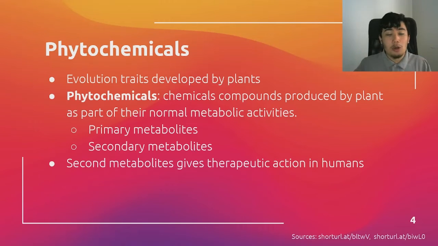Phytochemicals can be found in two types of metabolites. The primary metabolites, which are mainly fat and sugar, and the secondary metabolites, which are compounds found in a smaller range of plants serving a more specific function. For instance, toxins in plants which are used to deter predators, or pheromones which are used to attract insects for pollination. And it is these secondary metabolites which give a therapeutic effect in humans, allowing these plants to be refined as drugs.